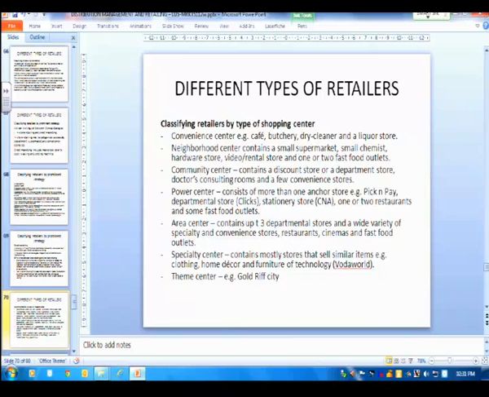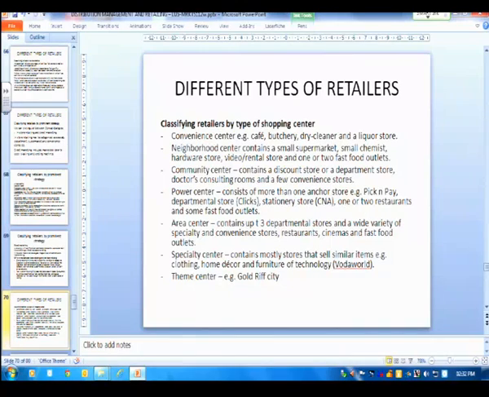Different types of retailers. Classifying retailers by types of shopping center. 1, convenience center, for example, a cafe, a butchery, a dry cleaner, and a liquor store. 2, neighborhood center contains a small supermarket, small chemist, hardware store, video rental store, and 1 or 2 fast food outlets. 3, community center. This contains a discount store or a department store, a doctor's consulting rooms, and a few convenience stores. And then a power center.